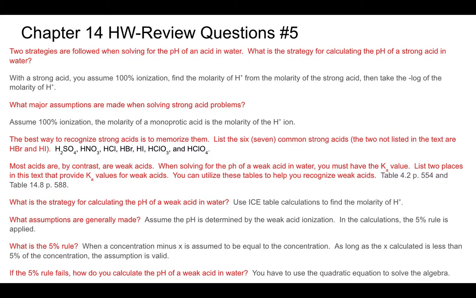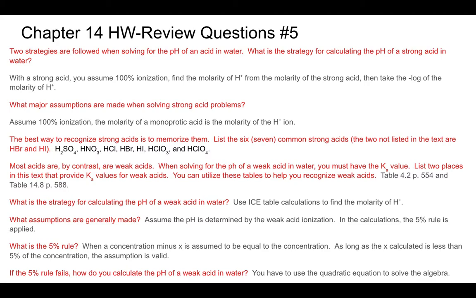What major assumptions are made when solving strong acid problems? First, we assume 100% ionization. So we assume that all of the acid has broken up into hydrogen ions and conjugate base A- ions. Also, we assume that the molarity of the monoprotic acid is the molarity of the H+ ion. So I got ahead of myself. We have two assumptions we use with weak acids. But the only main assumption we make with strong acids is 100% ionization.